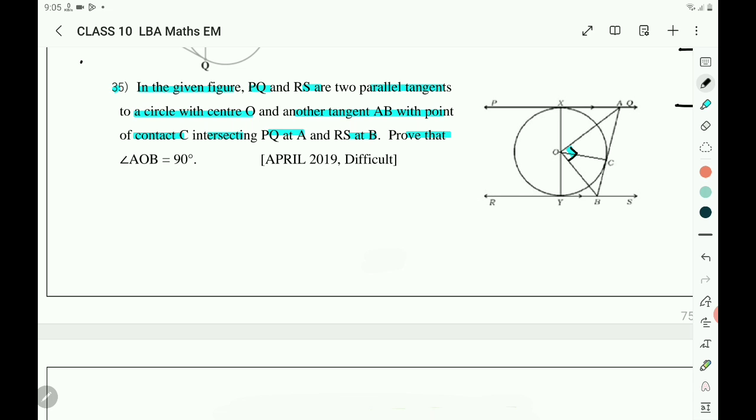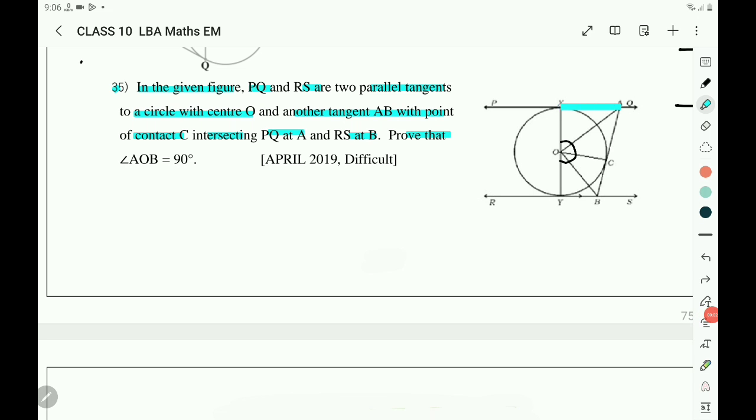To prove that, you know that XOY is a straight line and it is a diameter of the circle. By joining the point of contact of the parallel tangent, you will get a diameter of the circle. The line joining the point of contact of the parallel tangent passes through the center of the circle, so it becomes the diameter. Then you must know that angle XOY is a straight angle that is equals to 180 degree.